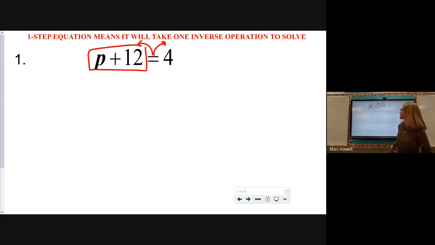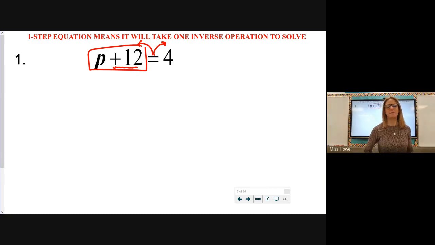But it also tells us I need to get rid of this plus 12 because in front of my equal sign, I want just that letter p by itself. So the way to do that is the inverse of what's there. So right now it's a plus 12. So our inverse would be to subtract with that same exact number of 12. And I have to do it on both sides of the equal sign.